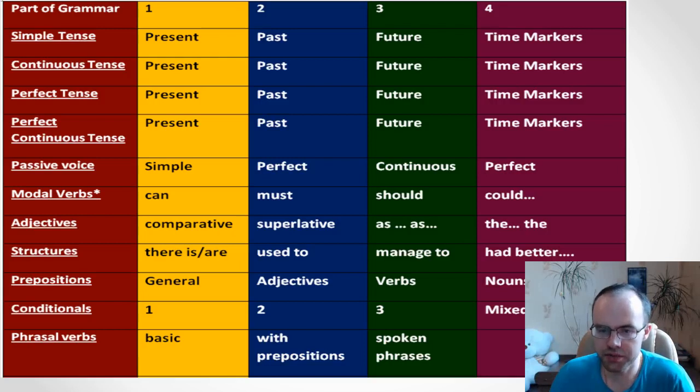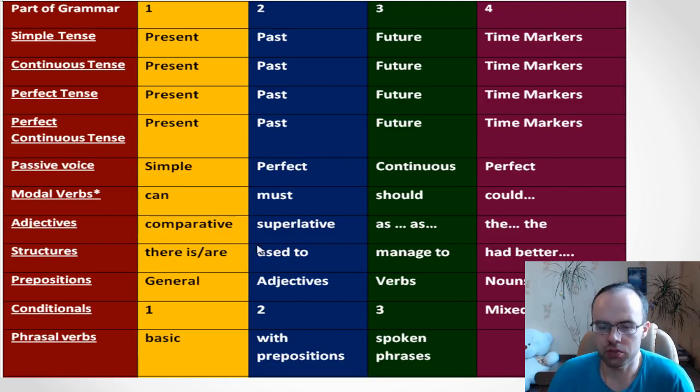You need to start with some simple structures, like there is, there are. Then you need to have a look at more difficult ones, like used to do, to be used to doing something, manage to do something. It's like be able to do, had better, would rather, and so many other structures.